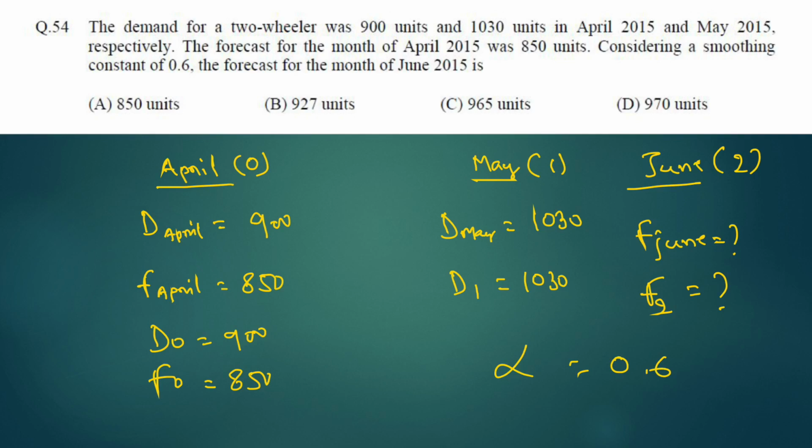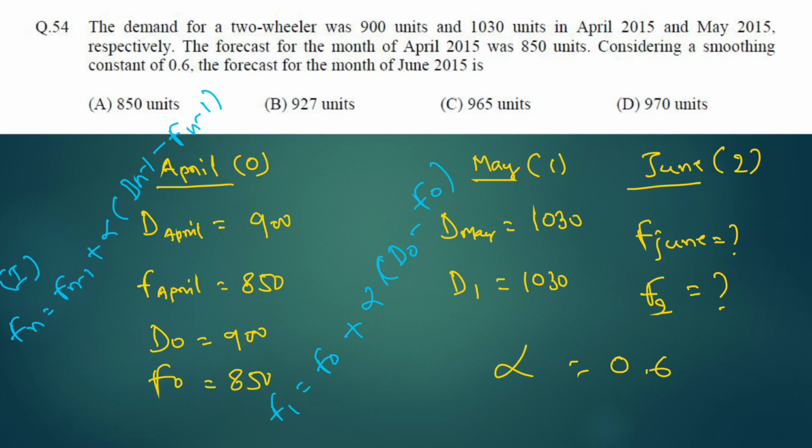In two methods we can solve this question. In method 1, our formula is Fn = Fn-1 + alpha into (Dn-1 - Fn-1). So first we will calculate the forecast for the month of May. F1 is F0 + alpha into (D0 - F0), the demand of April and the forecast of April. So first we will get F1, the forecast of May. Then again by using F1 you will calculate F2, which is for June. You have to write F2 = F1 + alpha into (D1 - F1). In two steps, you will get your answer, F2.